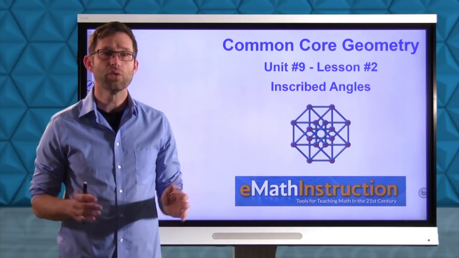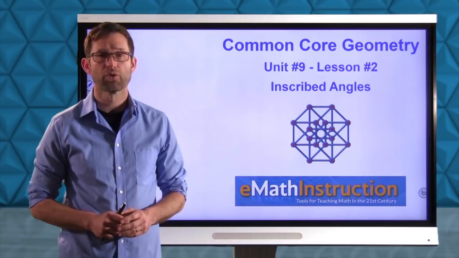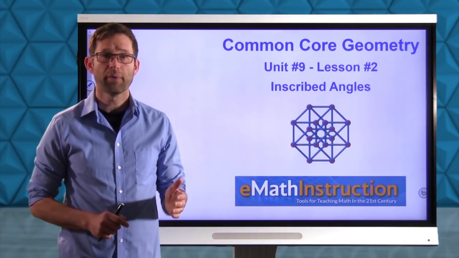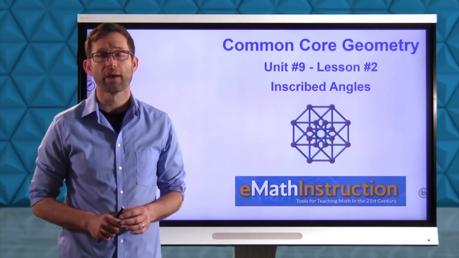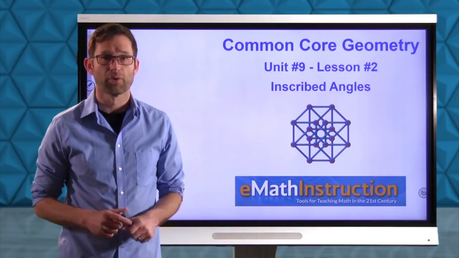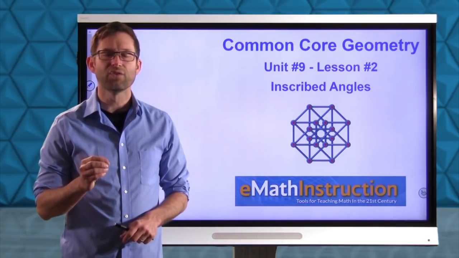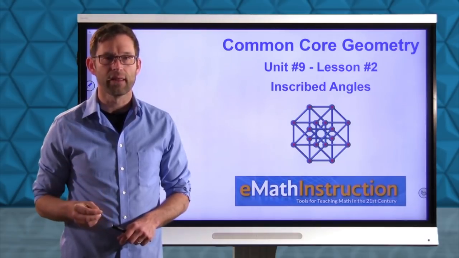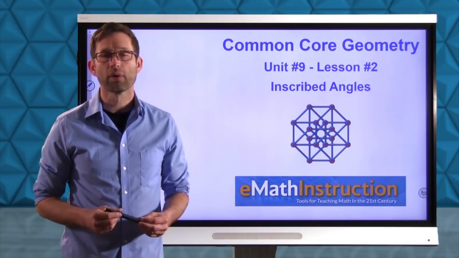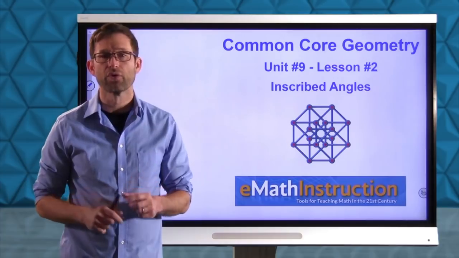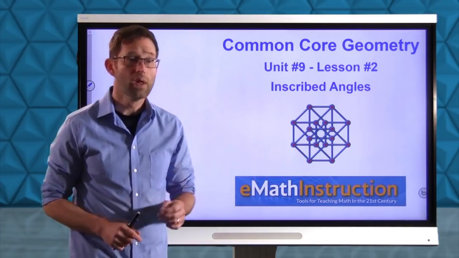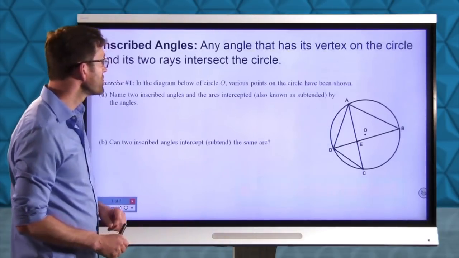Now remember, this unit is all about the geometry of a circle. And an inscribed angle is a particular type of angle that shows up in circle geometry. It's an important type of angle, and so we should right away get into what it is exactly. But then we'll see how it relates to the arcs that we introduced in the last lesson. So let's jump right in and learn what an inscribed angle is.